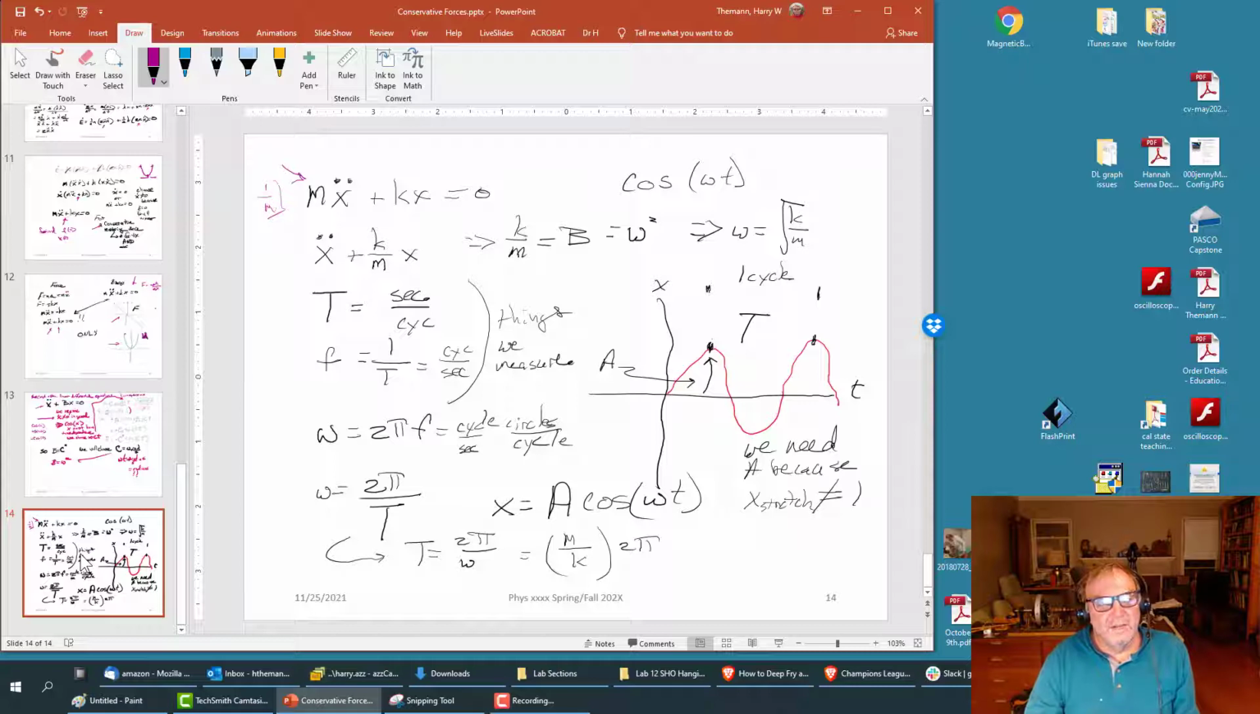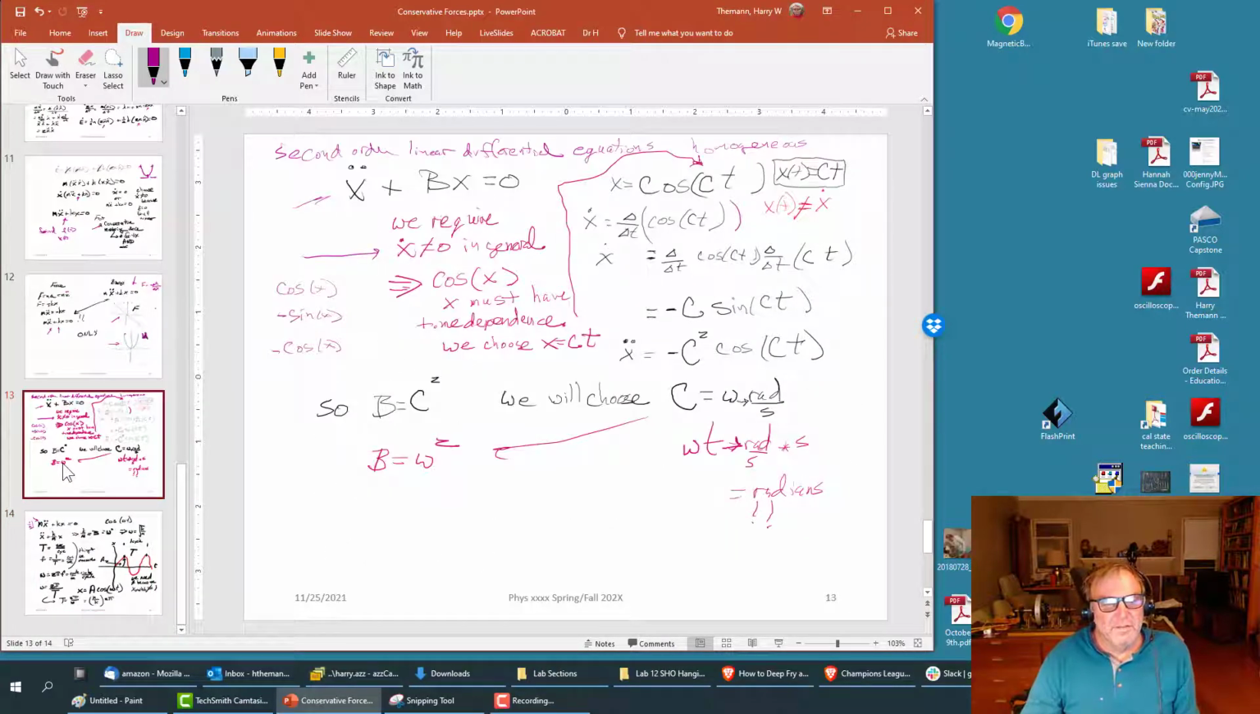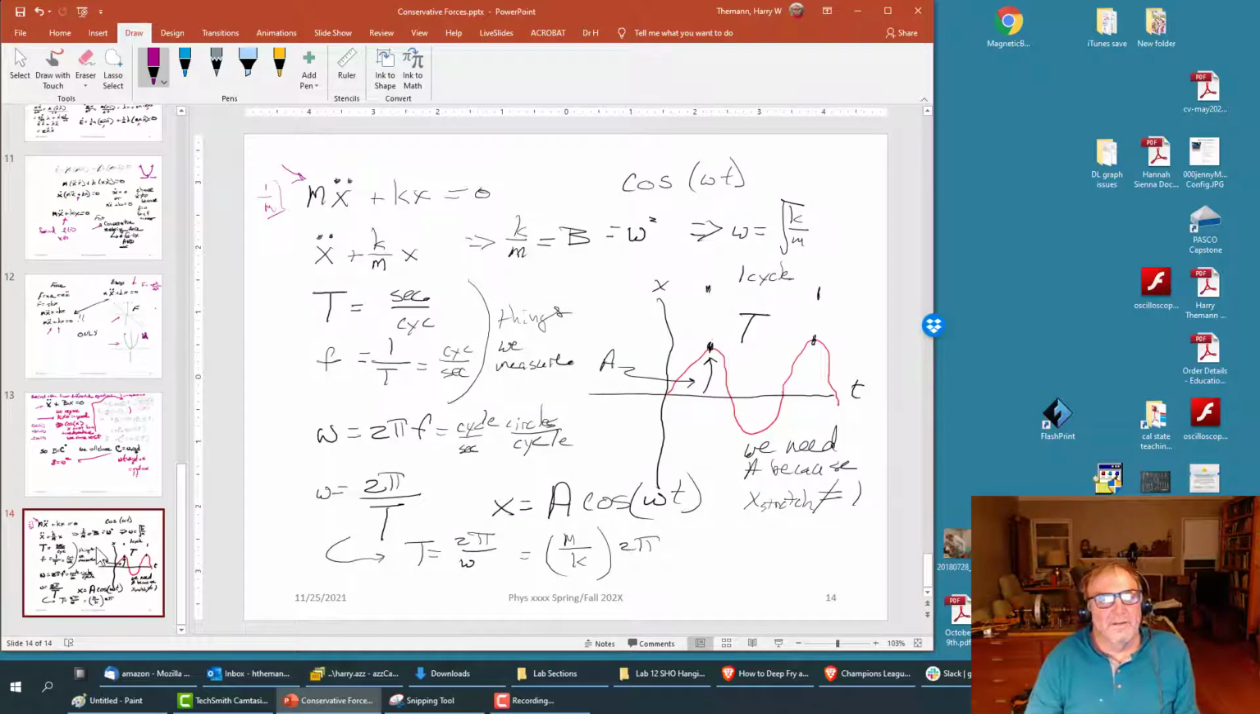So now this implies that k over m must be equal to b, which is also equal to omega squared. I forgot to say that here, since b is equal to c squared and c is equal to omega, that means c squared, omega squared, equals b. So that tells us that omega equals the square root of k over m.